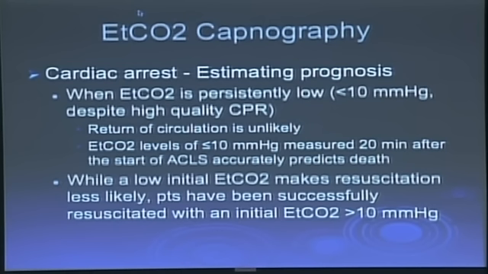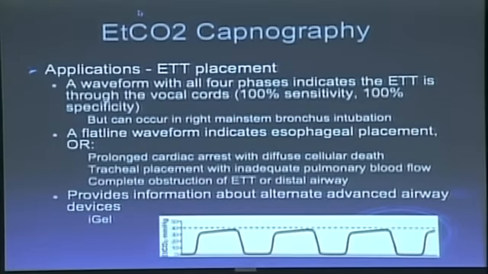That means despite adequate compressions, you're not having any metabolism to produce CO2. So, EtCO2 levels less than 10, 9 or less, measured 20 minutes after the start of ACLS, accurately predicts death, and you can call the code on that basis. Now, with the caveat that even when you start low, when you start in the 12, 14, there have been some cases where we've had ROSC, because it's improved as you've done good CPR and then it's come back.